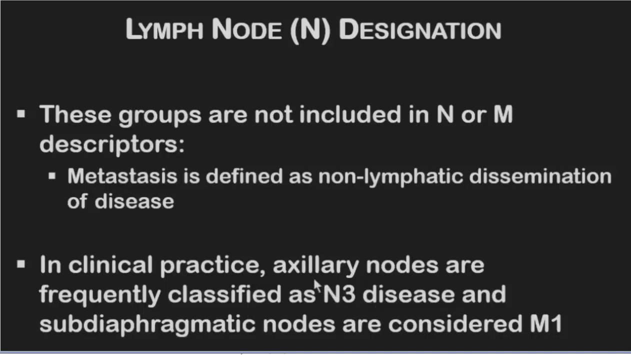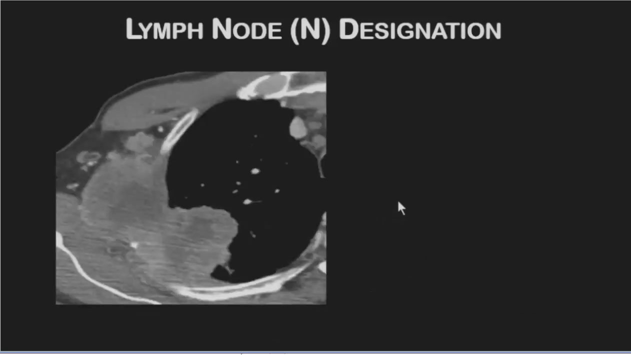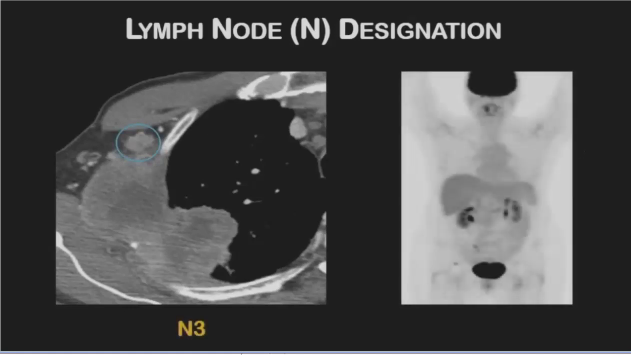For instance, some places will consider the presence of a lymph node in the axilla to be N3 disease, whereas some people will consider subdiaphragmatic lymph nodes to be M1 disease. So we can see here in this example that we saw earlier of chest wall invasion, this patient actually has this enlarged right axillary lymph node, and so this was actually staged as N3 disease clinically.